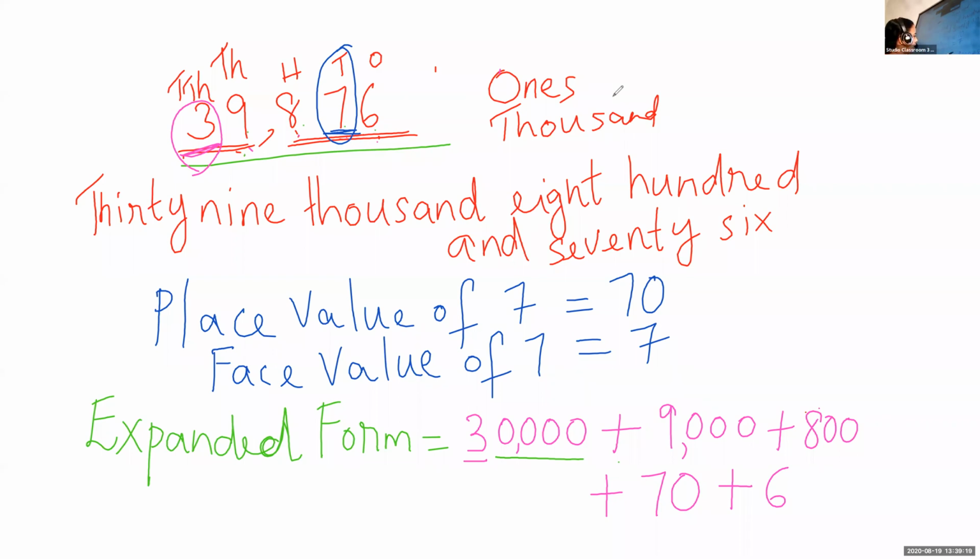Write 9. After 9, how many places? 1, 2, 3. We have 3 zeros. Plus after 8 we have 2 places, so we have 2 zeros, and after 7 we have only 1 digit, so that is 70 plus 6. Okay, so is that clear?